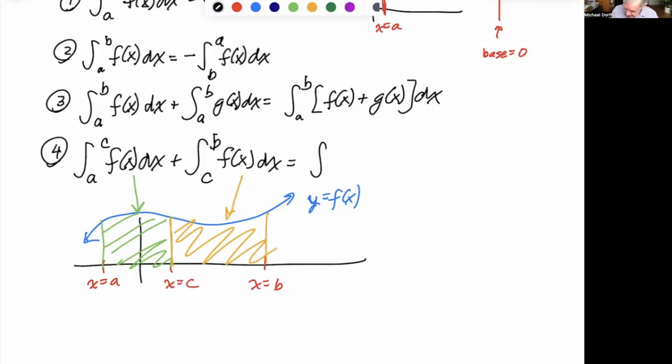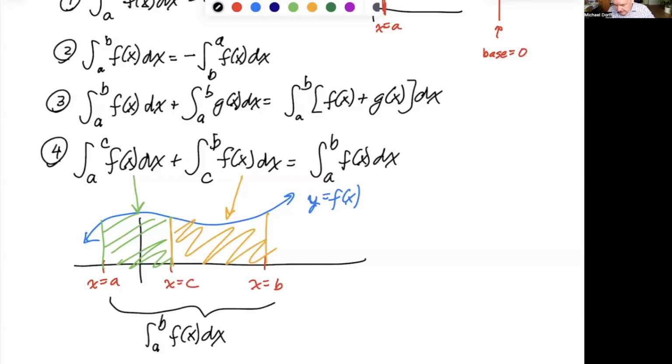What can I say then about the integral from a to b of f of x dx? Well, it's going to be the same. It's just the sum of those two. So the sum of the green and the orange is the same thing as just the integral from a to b of the whole thing.